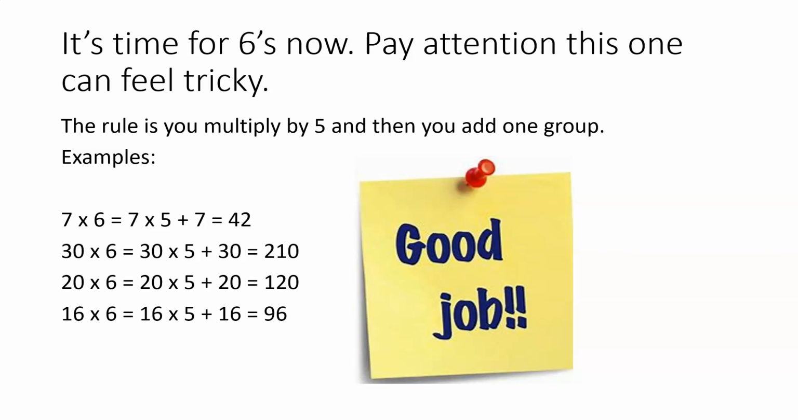7 times 6 equals 7 times 5 plus 7 equals 42. 30 times 6 equals 30 times 5 plus 30 equals 210. 12 times 6 equals 12 times 5 plus 12 equals 72. 16 times 6 equals 16 times 5 plus 16 equals 96. And if ever you need to pause this video to look at the rule a little closer, feel free to pause it so that you can try the rule on your own.